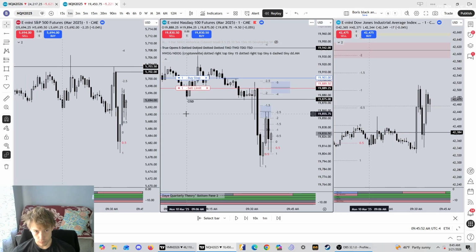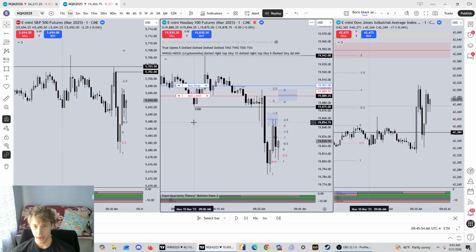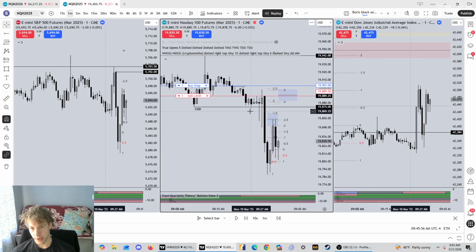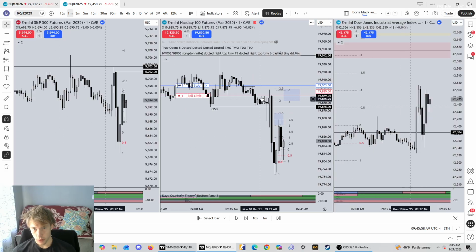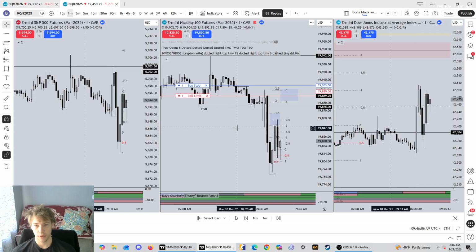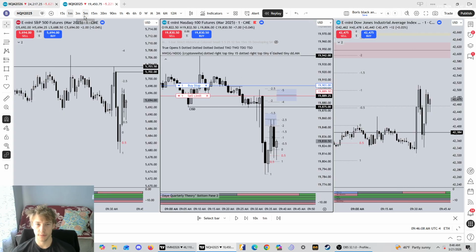Whatever. So here's this CISD, right? Mark that out. Okay, so we have the micro here, our retracement back. Would this be another micro? Wouldn't it be another micro? It would be just a retracement.